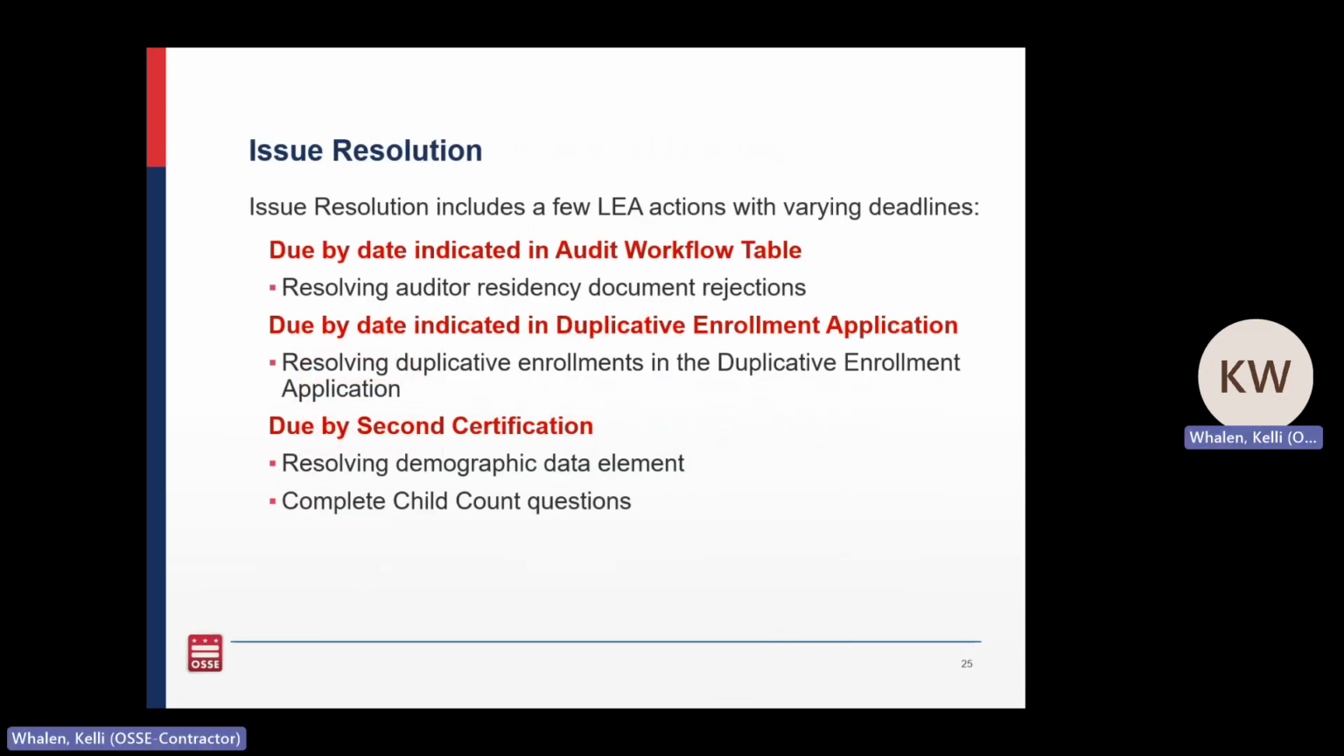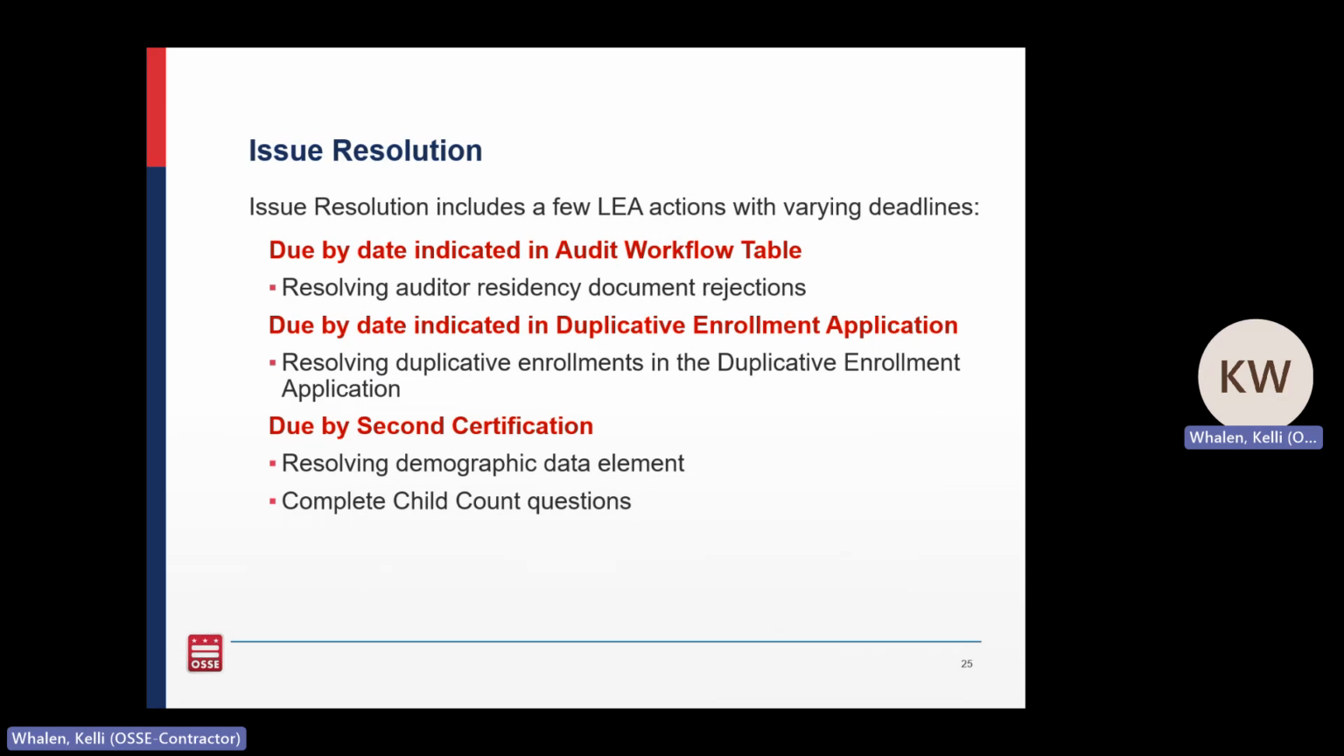Next up is issue resolution, and there are a few different activities that have to be completed on different timelines during issue resolution. So your resolution documents, to resolve issues from initial review, are due by the date indicated in the audit workflow table. So you'll see in the workflow the issue resolution end date. That is when you need to submit all of your follow-up paperwork from the first round of the audit.